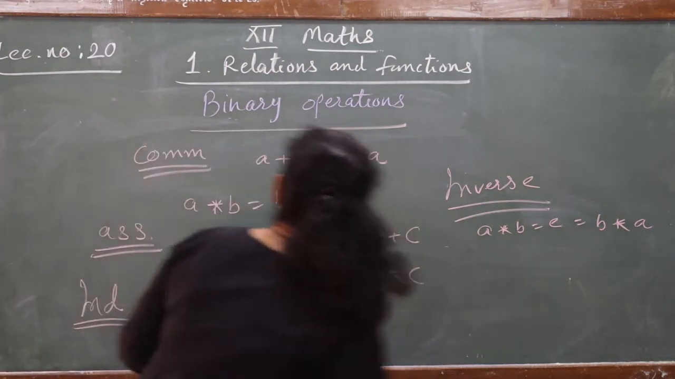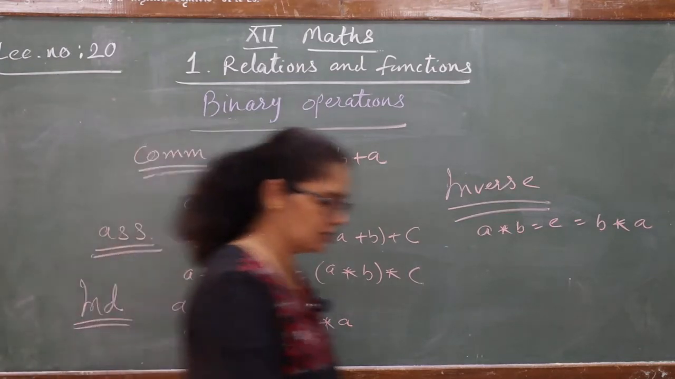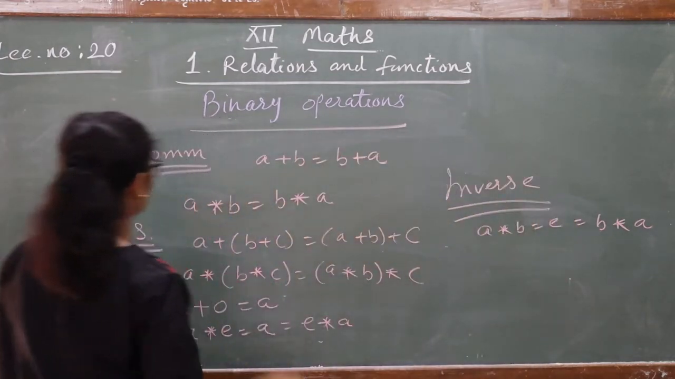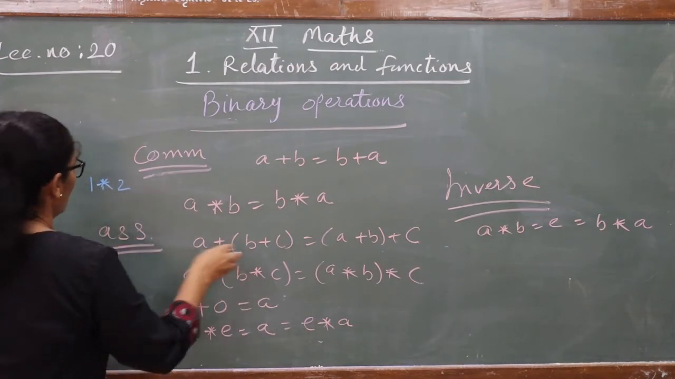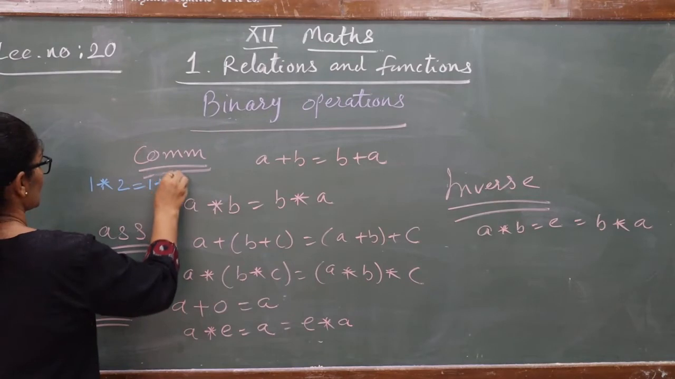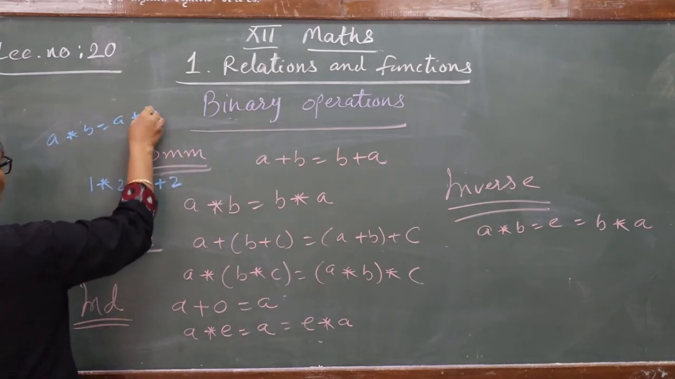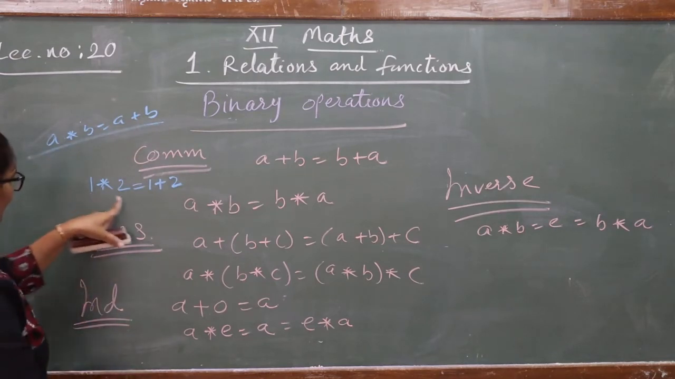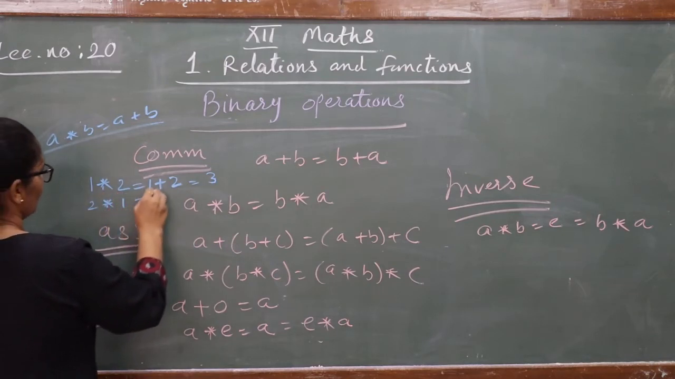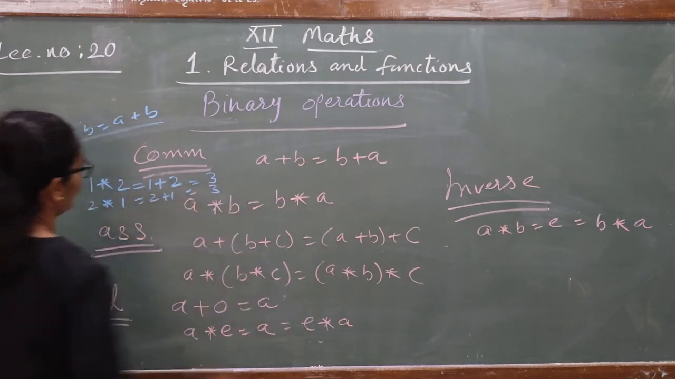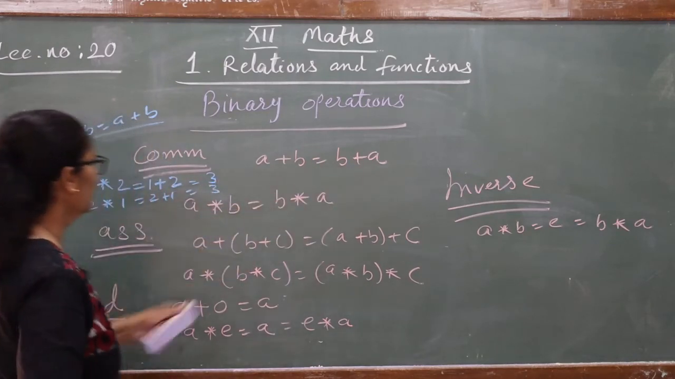So let's first take one example for commutative. I take one example in which we will check the commutative rule. Let's take 1 and 2. The relation given is A asterisk B equals A plus B. So 1 asterisk 2 is 3. Now I have to check 2 asterisk 1, which means 2 plus 1 is 3. So it is commutative when it is given with addition.